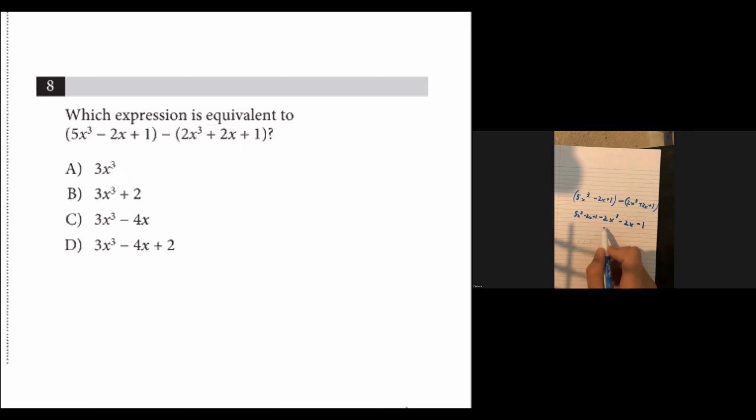And so you have 5x cubed minus 2x cubed, which gets you 3x cubed. And then negative 2x minus 2x is negative 4x. And then positive 1 minus 1 is just 0. So that would be 3x cubed minus 4x, which is answer choice C.